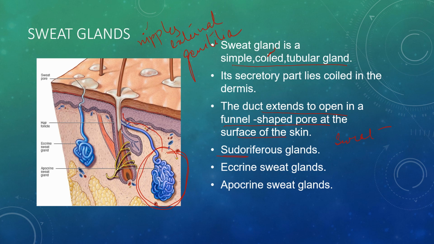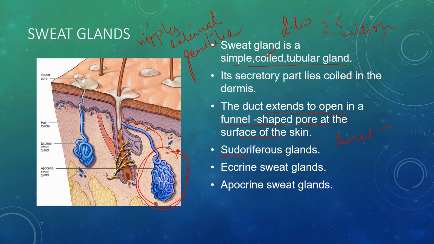Is it clear? Now we can say that there are two types of sweat glands, and these are epidermal derivatives of the skin because they lie in the dermal and epidermal layers. Their number is about 2 to 2.5 million per person.